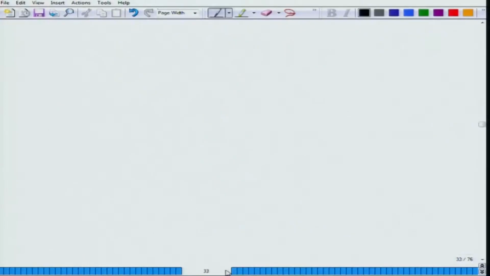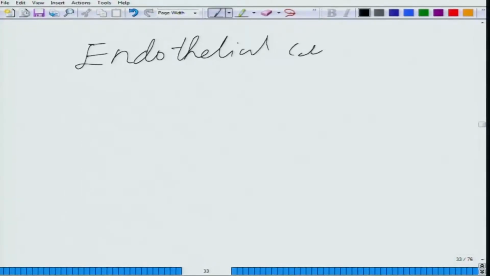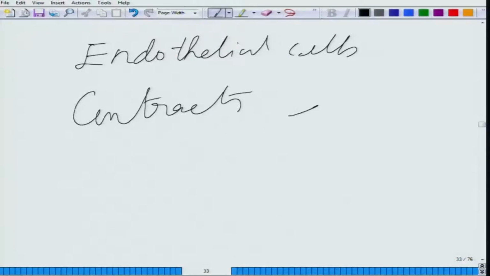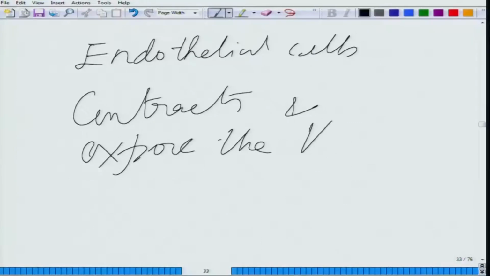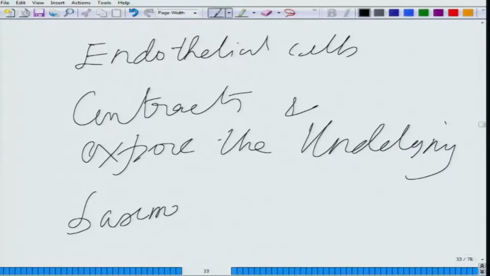Okay. The next thing that happens is regulated by the endothelial cells. Endothelial cells contract, as I was telling you, and expose the underlying basement membrane to the bloodstream.